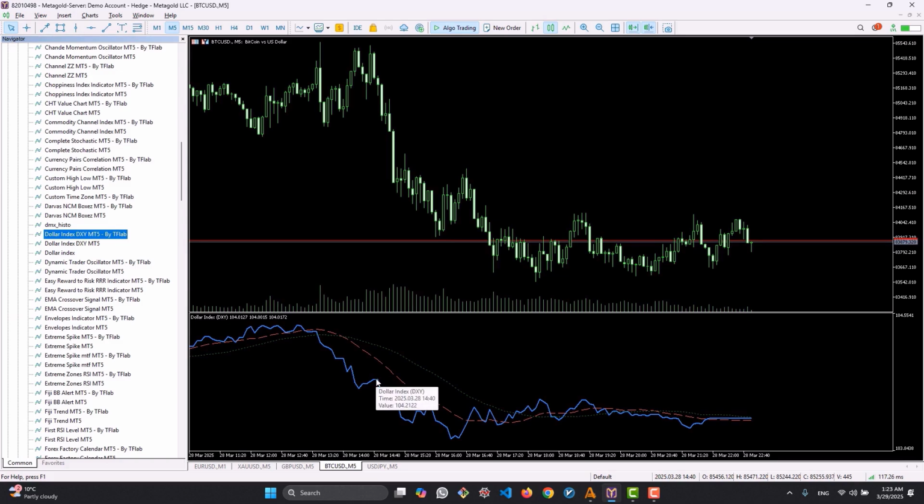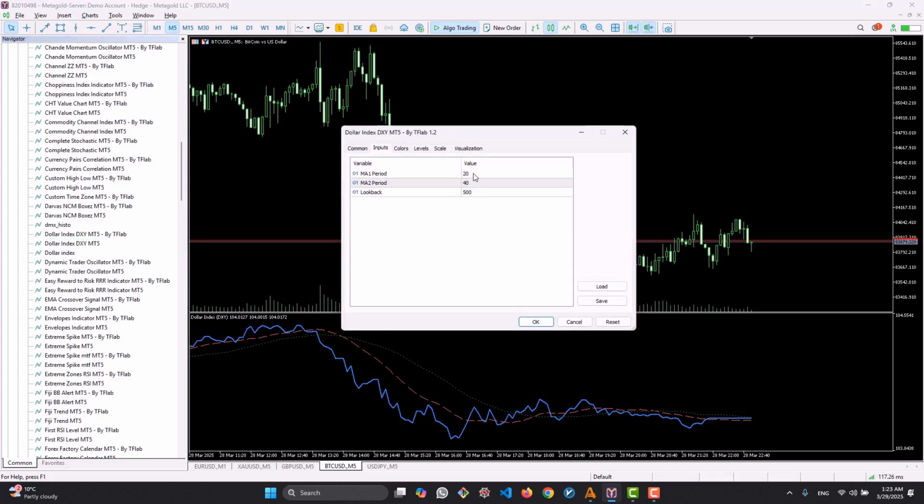Let's go over the settings of this indicator together. In the settings, there are two moving average periods displayed here in orange and green, which we can adjust. The last option is the number of candles from the past chart that it uses for calculations.